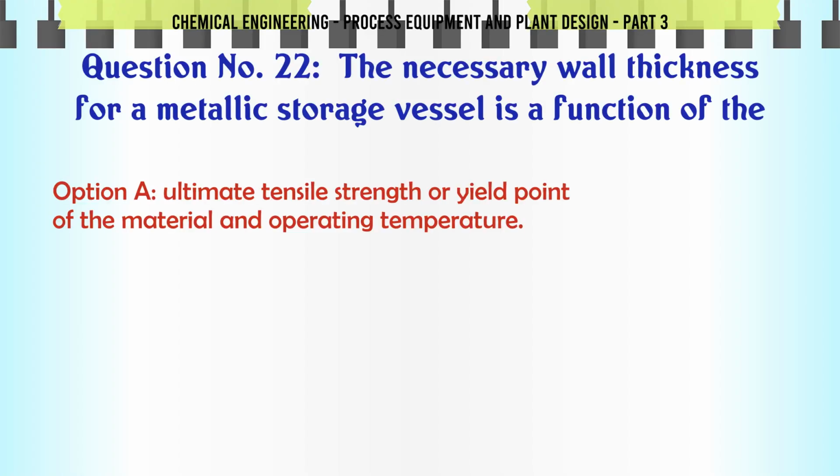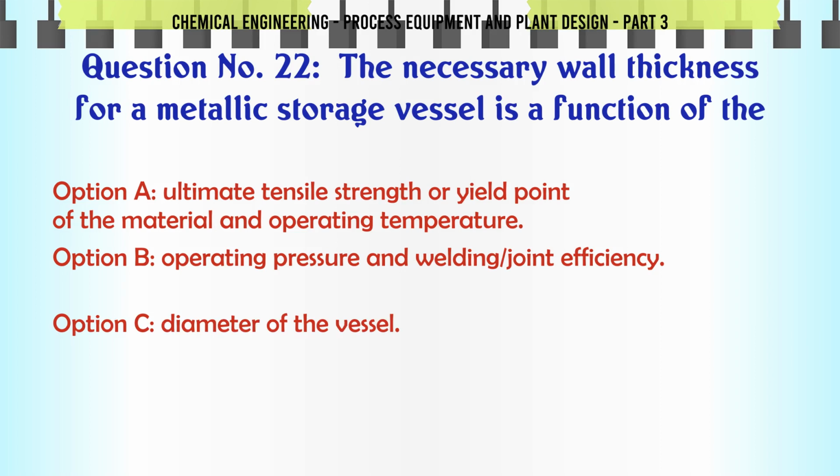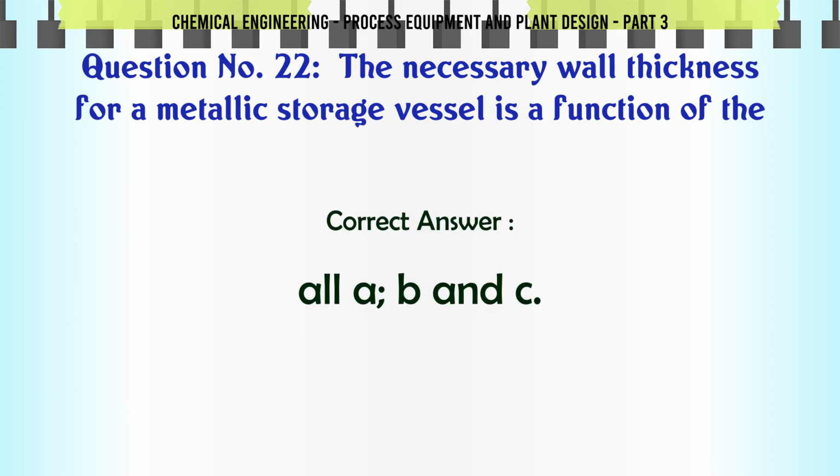The necessary wall thickness for a metallic storage vessel is a function of the A. ultimate tensile strength or yield point of the material and operating temperature. B. operating pressure and welding joint efficiency. C. diameter of the vessel. D. all A, B, and C. The correct answer is all A, B, and C.